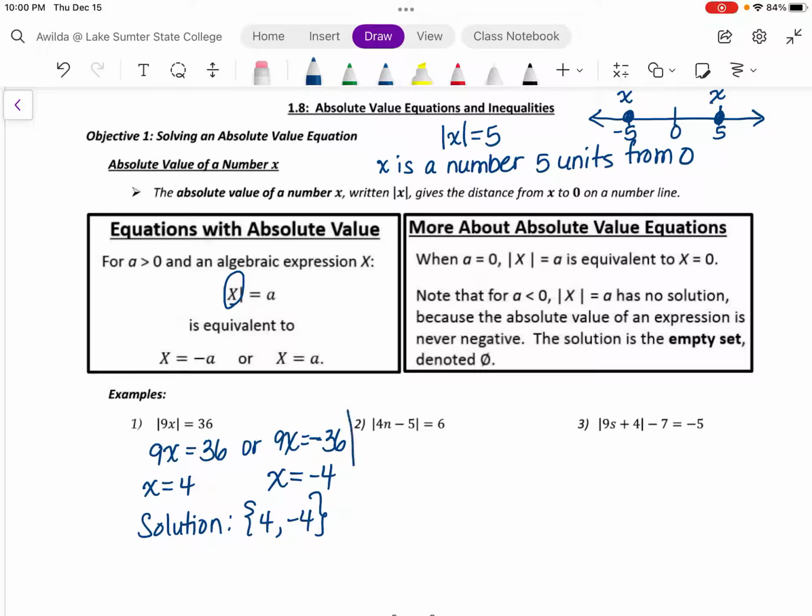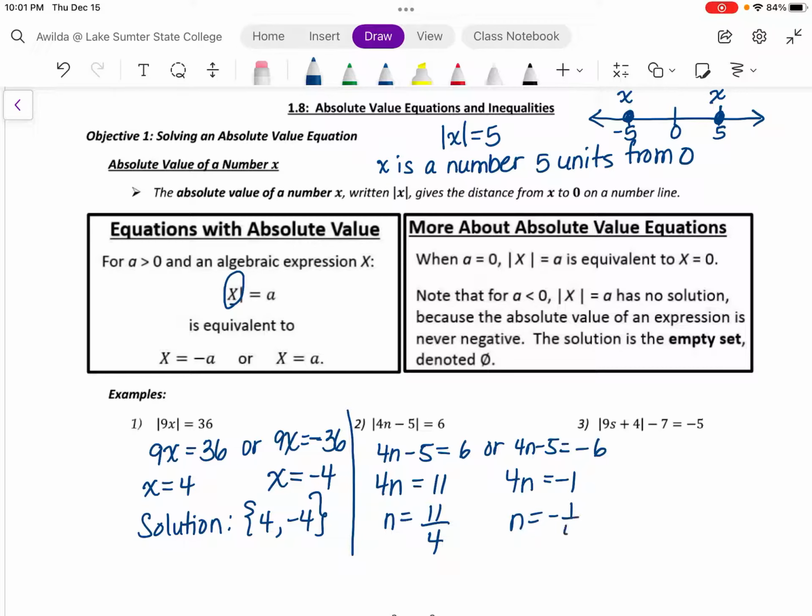In our second example, we have that the absolute value of 4n minus 5 is equal to 6. Just like we did in our first example, we're going to say that the quantity 4n minus 5 is either 6 units to the right of 0, or 4n minus 5 is 6 units to the left of 0 at -6. The first equation looks like 4n equals 11 if we add 5 to both sides. Dividing both sides by 4 gives us that n is equal to 11/4. In the second equation, we have that 4 times n is equal to -1, and dividing both sides by 4 gives us that n is equal to -1/4. The two solutions for this absolute value equation are therefore 11/4 and -1/4.